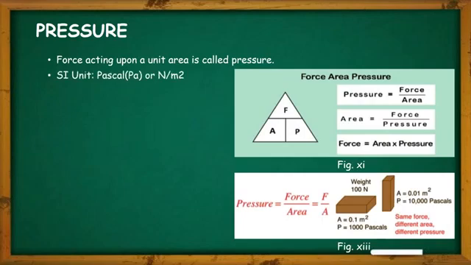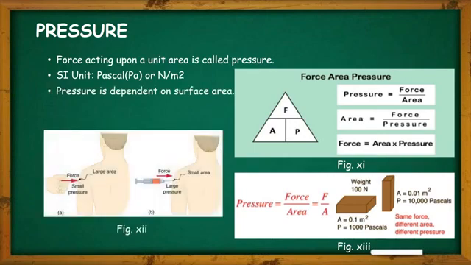The SI unit of pressure is Pascal, or you can say Newton per meter square, and pressure is always dependent upon the surface area. To explain this, let us see the next diagram. Here you can see you are trying to pierce a person with your finger, but it will be difficult to pierce through their skin just using your finger.